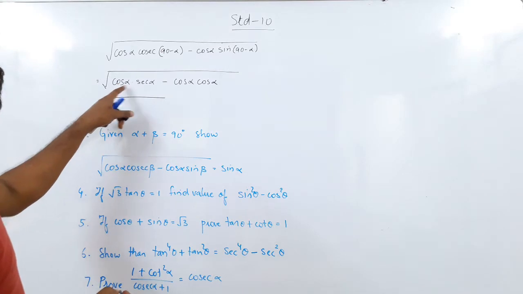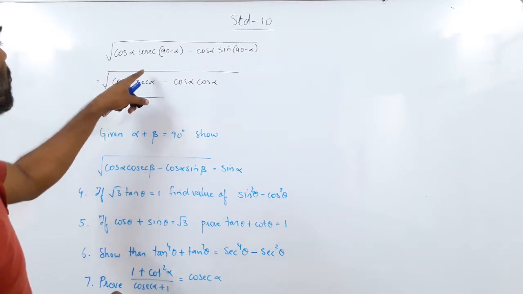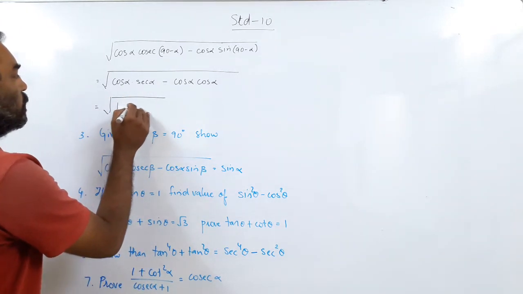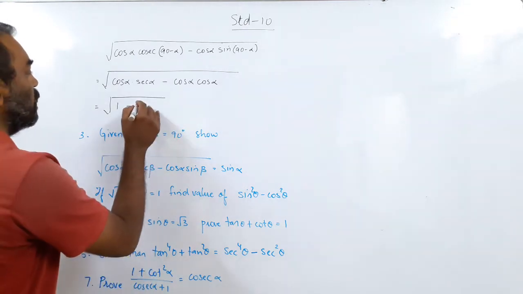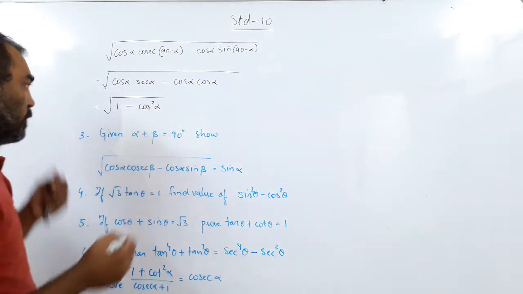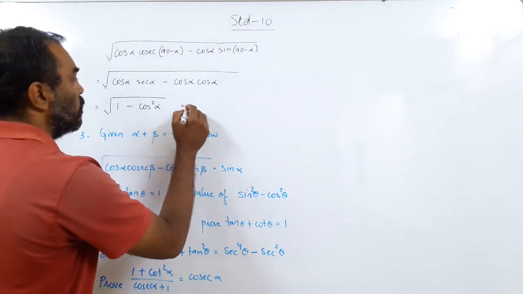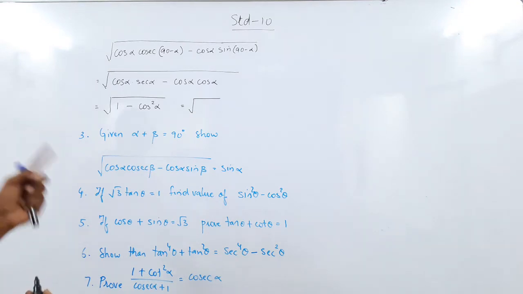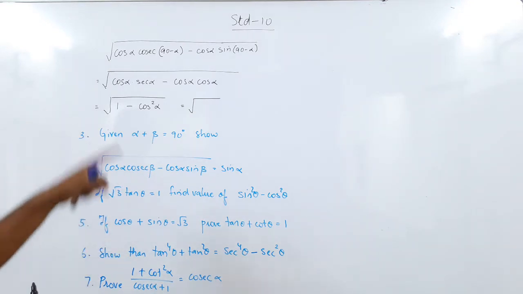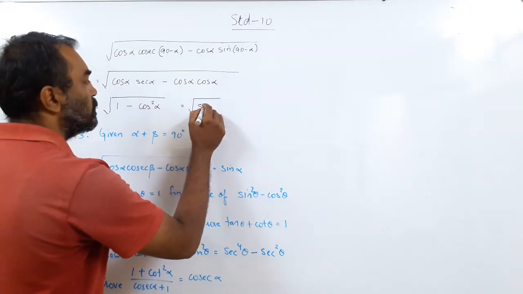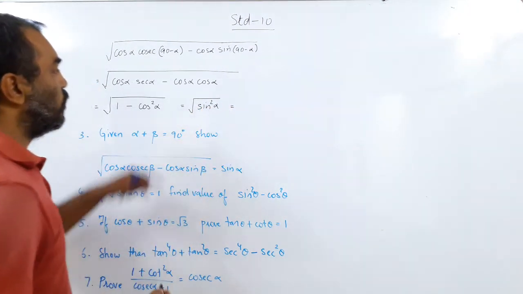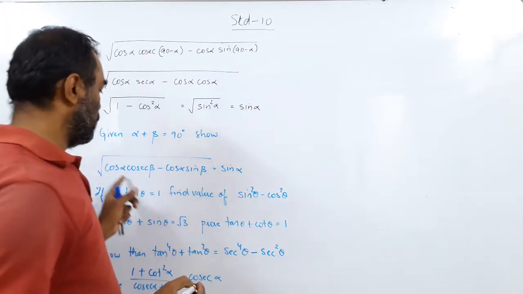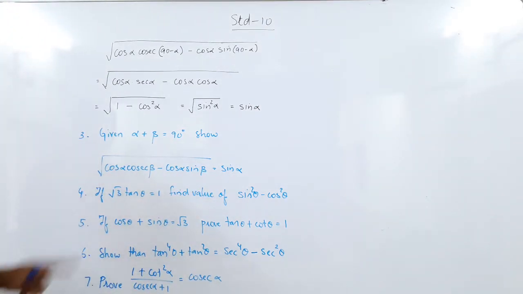Now you know cos and sec are reciprocal. Sec alpha is 1 upon cos alpha. Because they are reciprocals, cos alpha into sec alpha equals 1, minus cos alpha into cos alpha is cos square alpha. What is 1 minus cos square alpha? Sin square alpha plus cos square alpha equals 1, so 1 minus cos square alpha equals sin square alpha. If I remove the square root and the square, I am left with sin alpha. Hence shown.